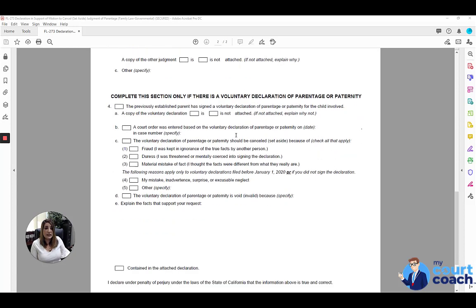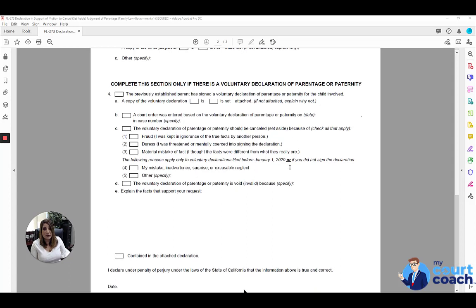If the voluntary declaration of parentage or paternity was the basis for a court order being entered finding parentage or paternity, then mark box 4B and list the date that that court order was entered and the case number. If the voluntary declaration of paternity or parentage, if you're asking for it to be canceled or set aside, then list the reasons why. That would be fraud, duress, material mistake of fact. And just to go over that, fraud is if you were kept in ignorance of the true facts by another person. Duress is if you were threatened or mentally coerced into signing the declaration. Material mistake of fact is if you thought the facts were different from what they really are.